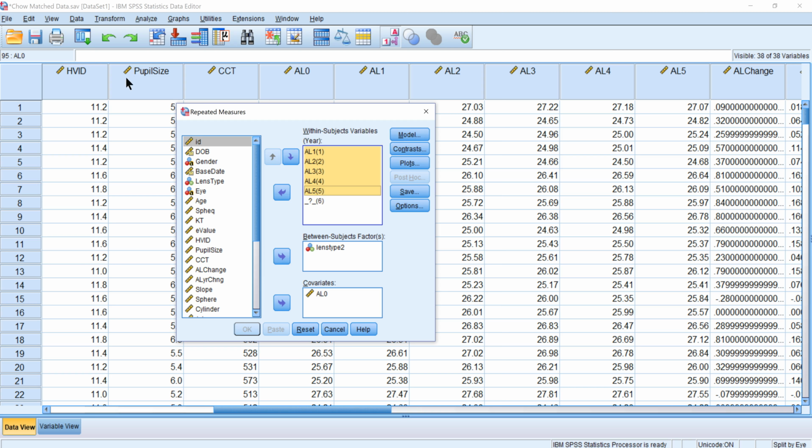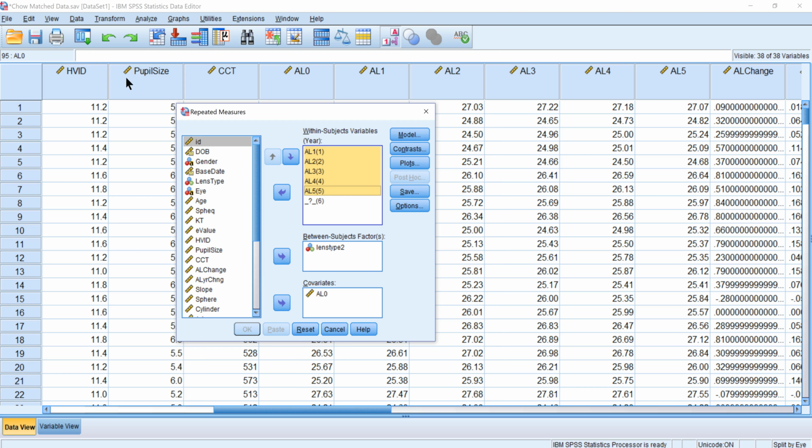In this video, we're going to look at repeated measures again, but we're going to add a between subjects variable. This is sometimes called a mixed model because it has both a between subjects factor, in this case lens type 2, and it has a within subject factor, which is axial length at baseline through year 5.